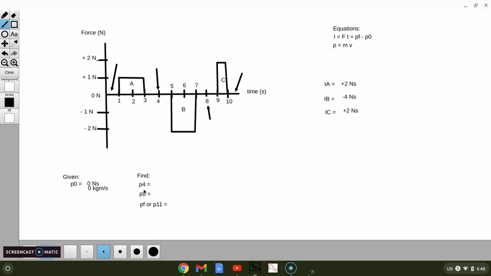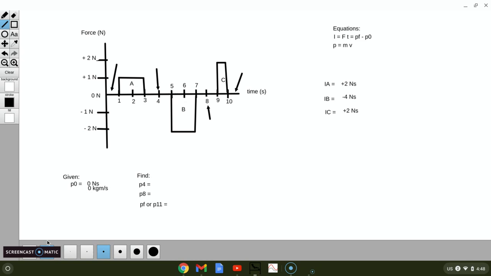What you have to remember is that an impulse is the change in momentum. Okay? So if the momentum is here at 0, is 0 Newton seconds, and it undergoes an impulse of positive 2. That is the change in momentum. So the momentum was 0. It underwent a change of 2. What would its momentum be after that change? Well, the answer is 2.